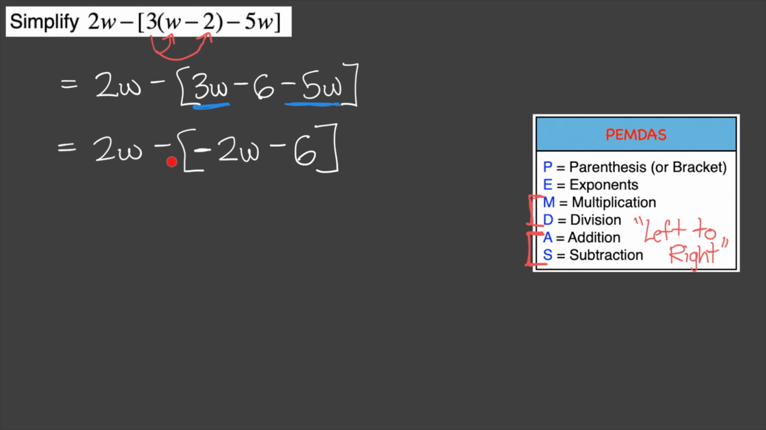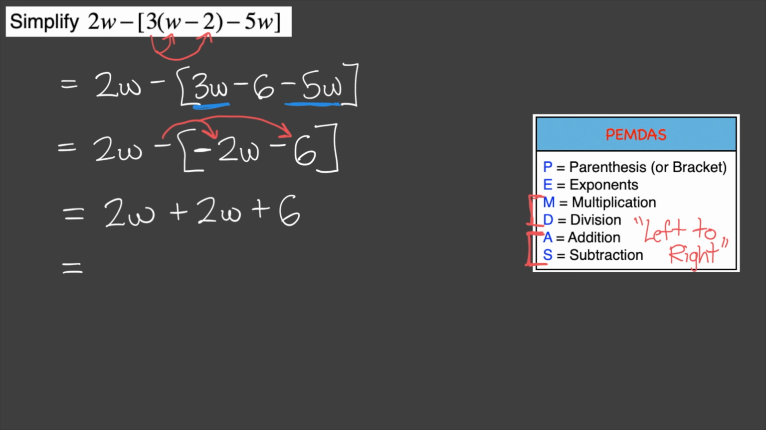So next we want to distribute this negative because we're going to do multiplication. This is really negative 1 times this quantity. So we're going to distribute this negative into both these terms. So I'll draw an arrow. The negative will go here and then here. So our next step will be 2w, and then minus negative 2w is plus 2w. And then we have minus negative 6, which ends up being positive 6.